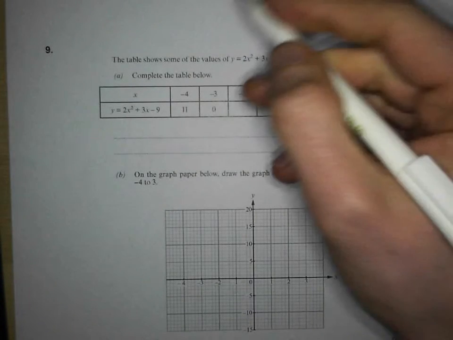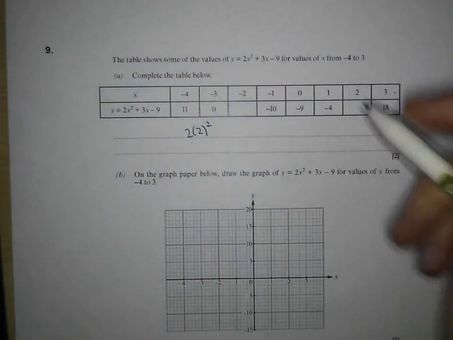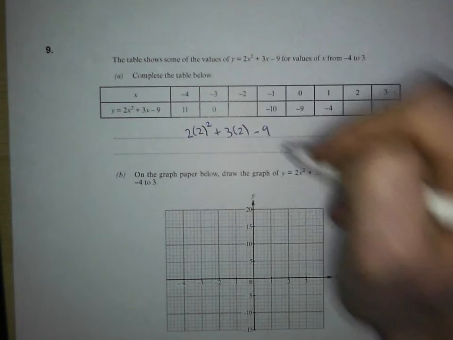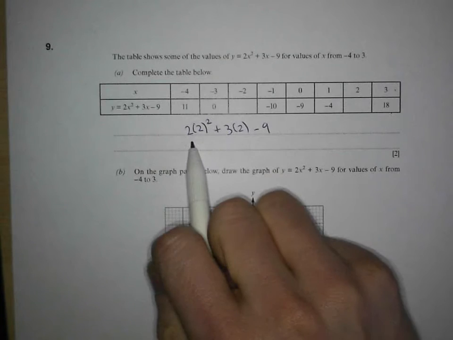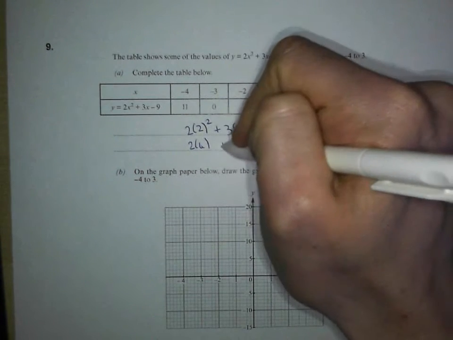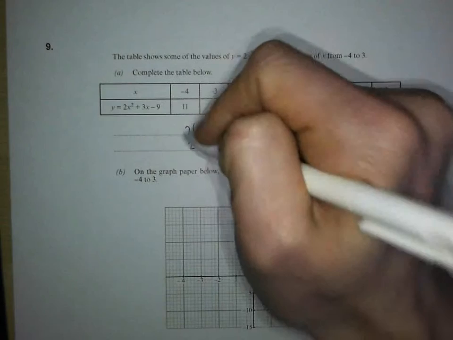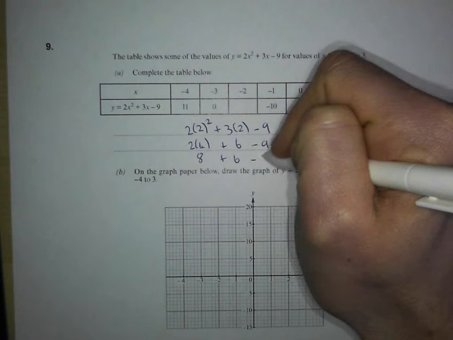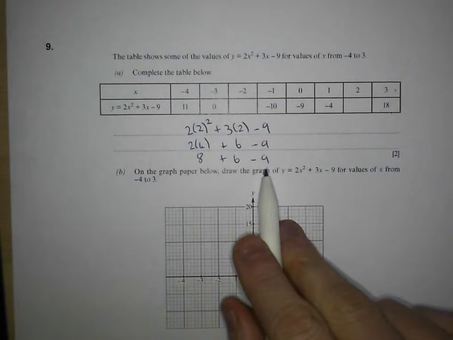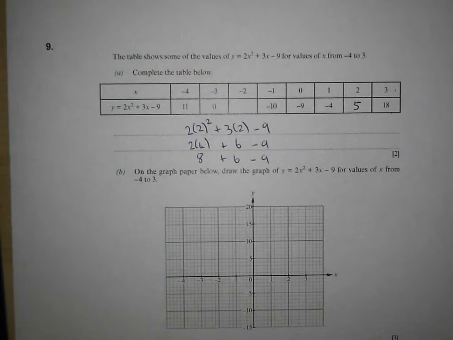2's going in. So y is equal to 2 lots of x squared, where x is 2 in this case, plus 3 lots of 2 minus 9. Okay, so 2 lots of 2 squared. Well, 2 squared is 4, so it's 2 lots of 4. Plus 3 lots of 2, that's plus 6, take away 9. 2 lots of 4, that's 8, plus 6, take 9. 8 plus 6 is 14, take away 9. If my maths is right, I think it's 5. So we get y equals 5.